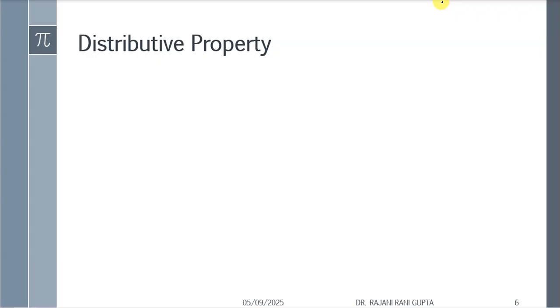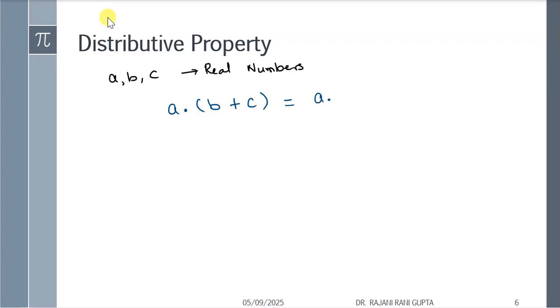So again, for distributive properties, we will be using three real numbers, A, B, C. These are real numbers. So first, let me write down the property. The property says that A multiplied by B plus C is equal to A multiplied by B plus A multiplied by C. As the name says, distributive, so what did we do? We distributed A to B and C.